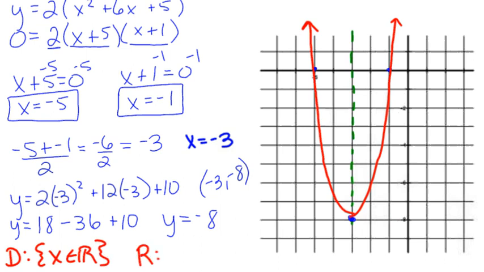My range always has limitations with parabolas because we either have a max or a min value. So if it's opening up, I have a minimum value of my y is negative 8. So y is greater than or equal to negative 8.